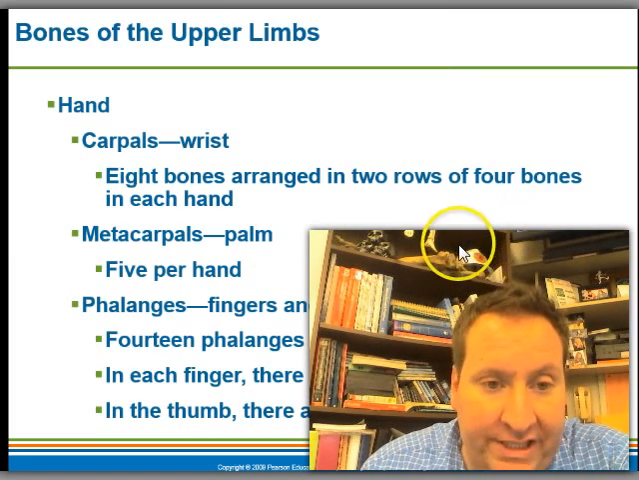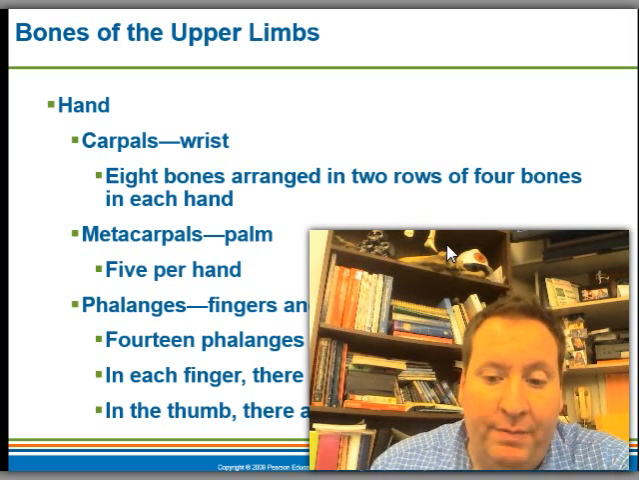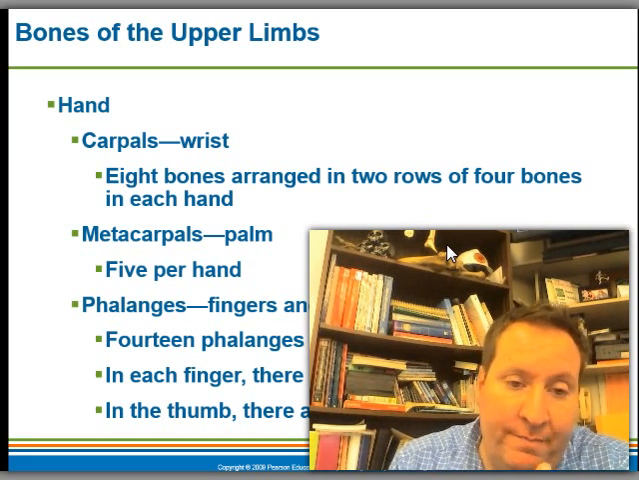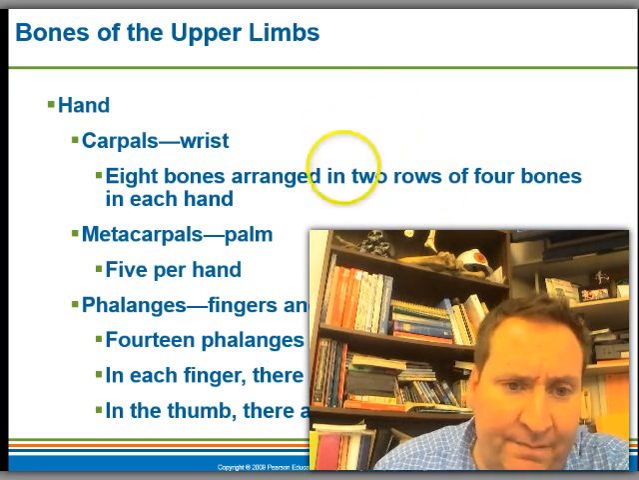Moving down, we take a look at your wrist. The bones of your wrist are called your carpals. You have 8 carpal bones. The palm of your hand is the bones that are called your metacarpals. Then you have your phalanges, which are your fingers. We take a look at your phalanges. Your thumb is the only finger that's not composed of 3 bones.